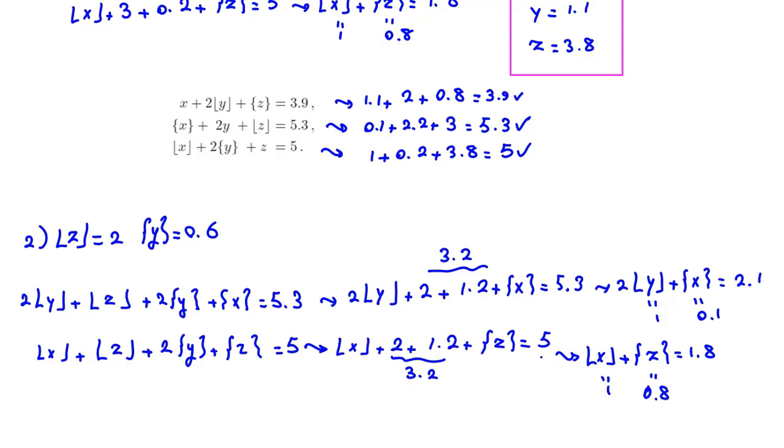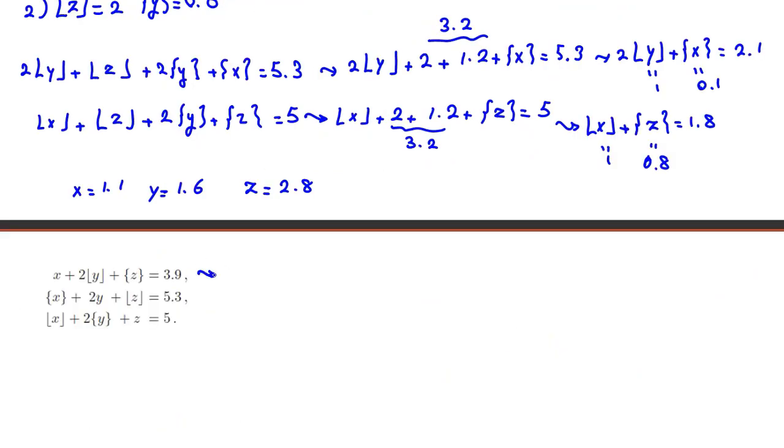Now, here, x will be the integer part of x plus the fractional part, which is 1.1. Y is the integer part 1 plus the fractional part of y, 1.6. And z is the integer part of z plus the fractional part of z, 2.8. Now again, we want to check these three equations. Okay, let's check the first one. X is 1.1 plus 2 times the integer part of y, which is 2, plus the fractional part, which is 0.8. It's 3.9. It is correct.